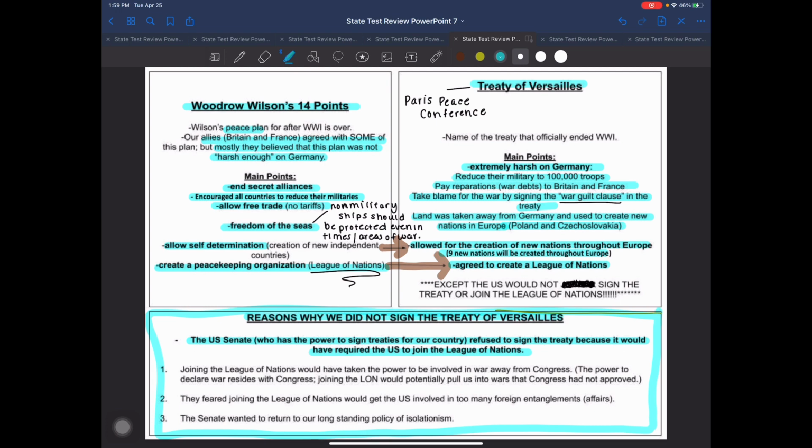They say no. In the U.S. Constitution, it gives the power to declare war to Congress, and we're not going to join anything that strips that power from us. So that's what I have highlighted right here with number one. It would take away their power to declare war.